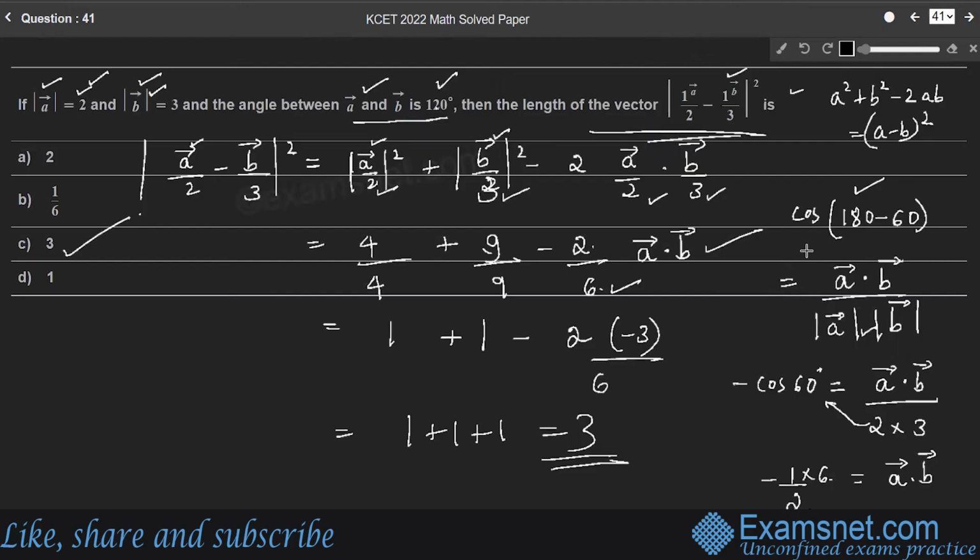So the length of the vector, vector A by 2 minus vector B by 3 whole square, is equal to 3.